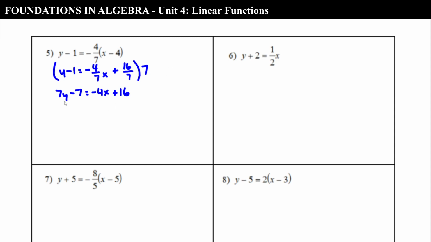Now we need to get y by itself, so we're going to get the y term by itself by adding 7 to each side. So that gives us 7y equals negative 4x, 16 plus 7, that's going to give us plus 23. And then finally, we're going to add 4x to each side.